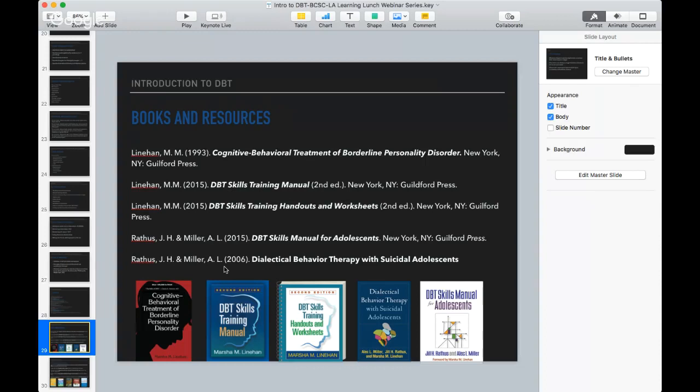The Alec Miller and Jill Rathus text, DBT with Suicidal Adolescents, is the textbook version of the Red and Black book adapted for adolescents, and then the companion DBT Skills Manual for Adolescents, the white manual, is for skills training group, and has handouts incorporated into it. If you want to know more about what those acronyms stand for, the skills training manuals are the ones to refer to.